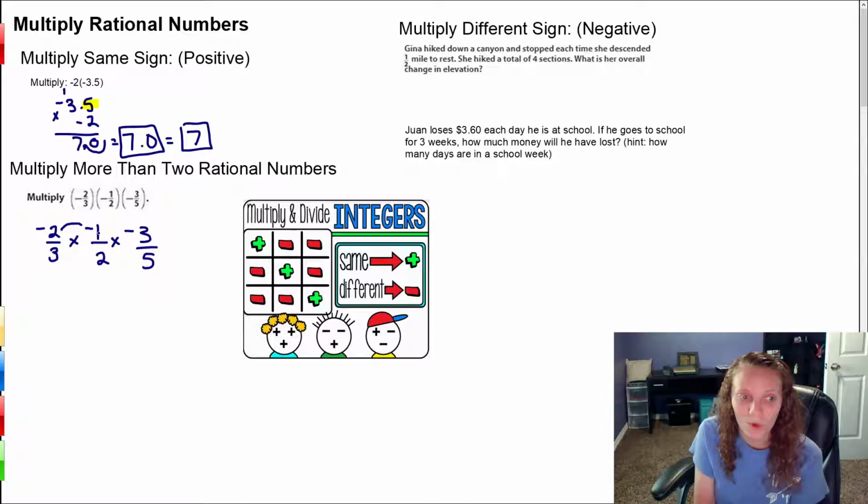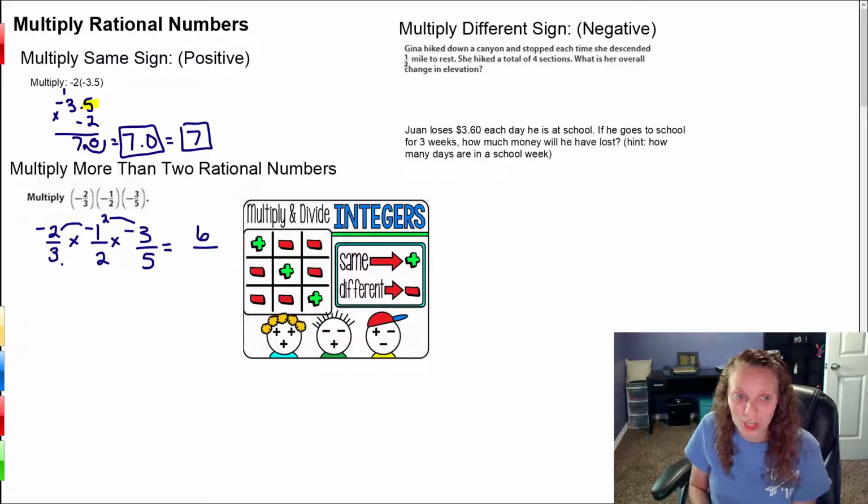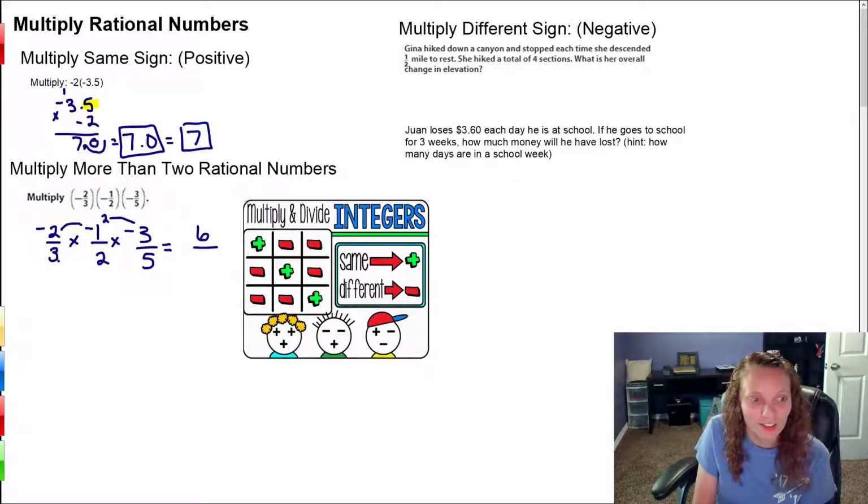2 times 1 is 2. And then we're going to do 2 times 3, which is equal to 6. Let's do the same thing with the denominator. So this is different than adding and subtracting. We don't have to have common denominators for multiplying, and we're going to just multiply straight across. 2 times 3 is 6. And then 6 times 5 is 30.